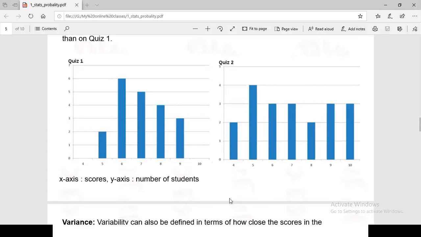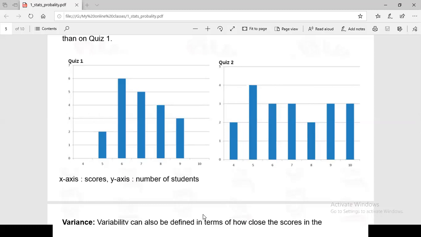All of you listening? Yes, sir. Okay. So there are two quizzes here, quiz 1 and quiz 2. Let's see the first one, quiz 1. There are two axes, the x-axis and the y-axis. The x-axis is score, the y-axis is the number of students.